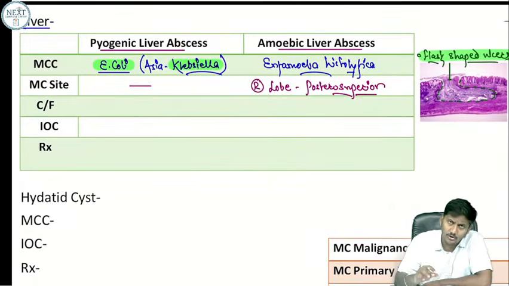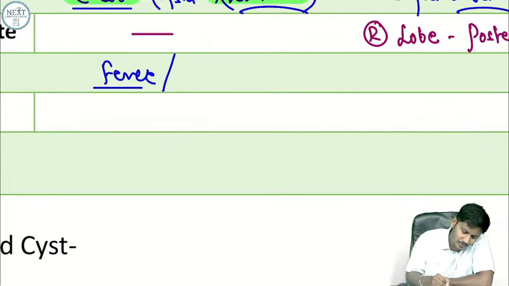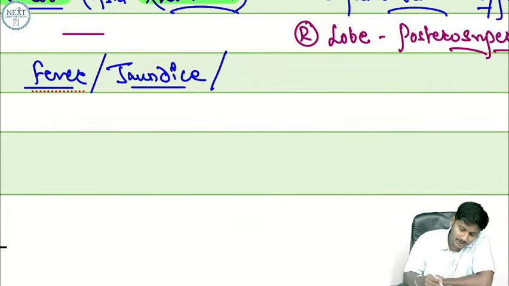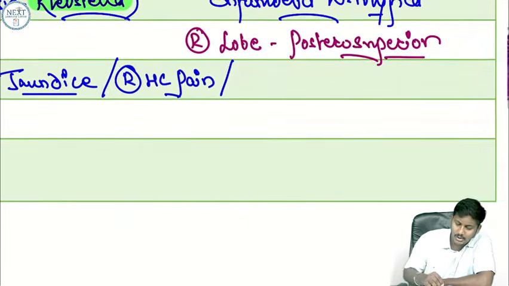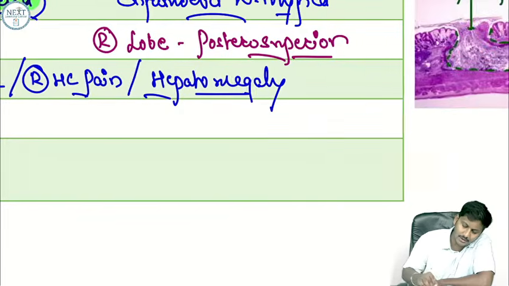If they ask you about the clinical features, please remember that common clinical features will be there, as both of them are infections. In both conditions there will be fever. In pyogenic liver abscess there will be high grade fever, in amoebic low grade fever. Second, in both conditions, as the liver is getting damaged, the patients will come with icterus or jaundice. Third, in both conditions the patient will have pain in the right hypochondrium, or right upper quadrant pain. And lastly, in both conditions, as there is pus collection in the liver, both patients will come with complaints of hepatomegaly.